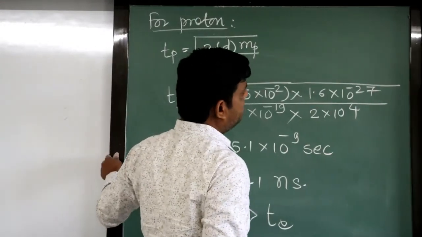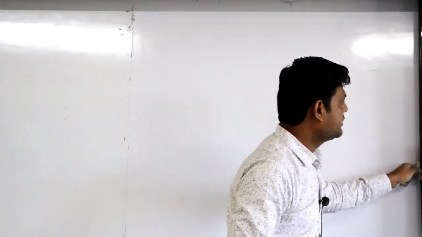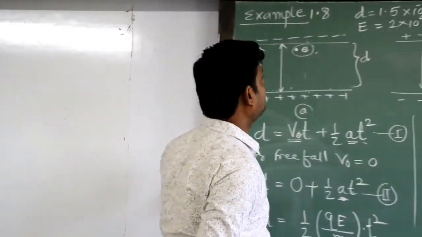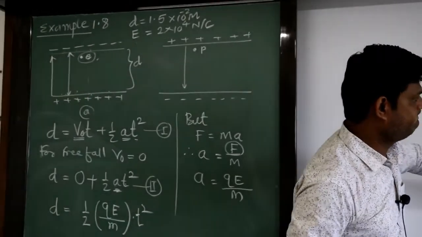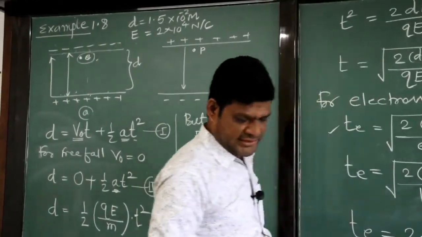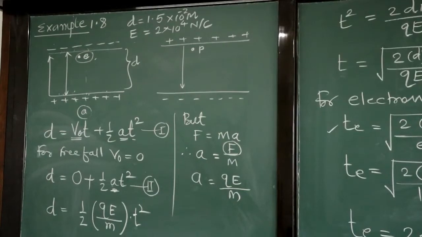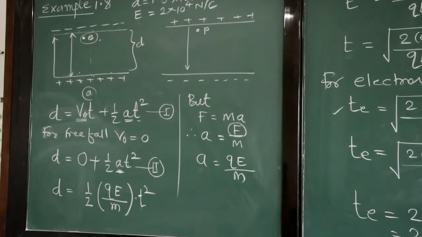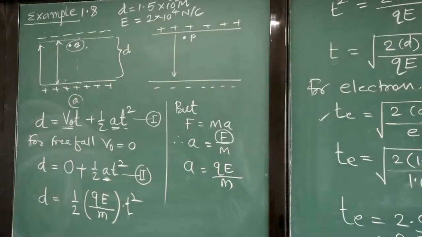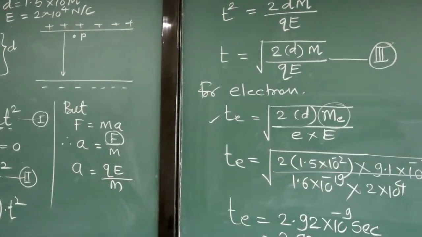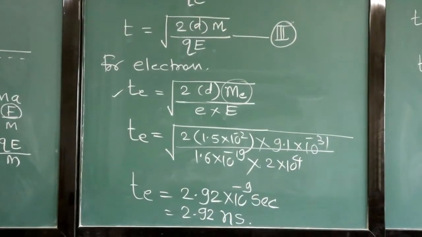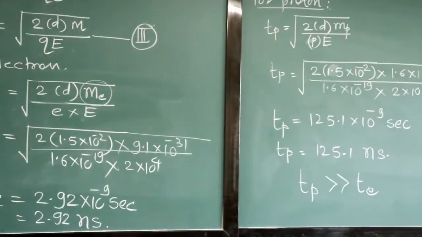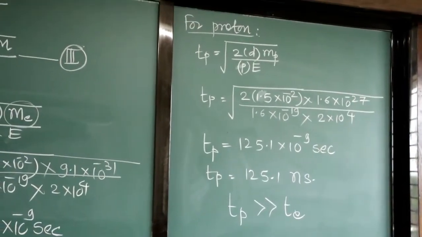So this is the first part of the numerical. You just take the screenshot of this numerical, example number 1.8. Take the screenshot. Okay, this is the first part of the numerical, and the second part.